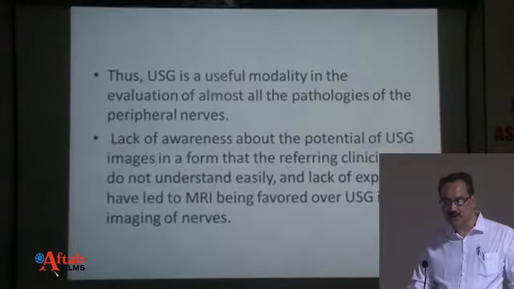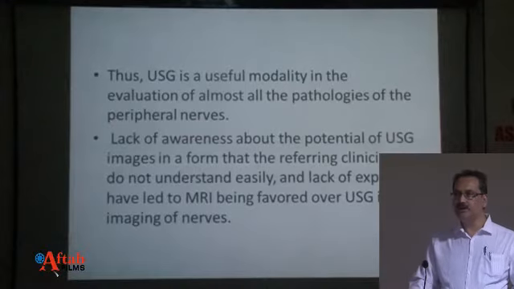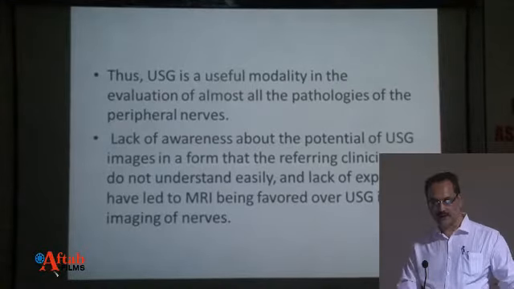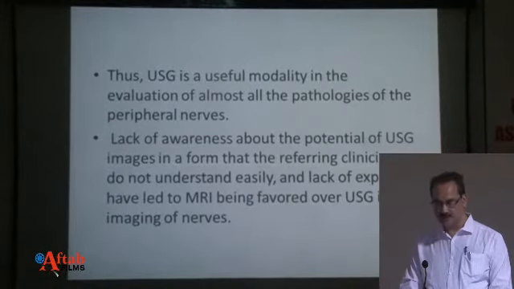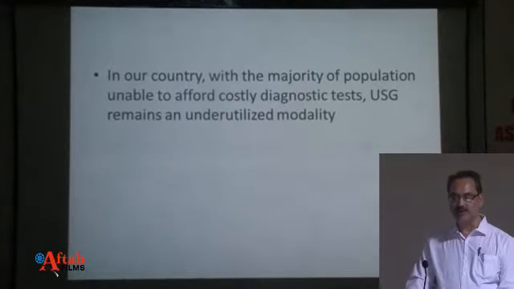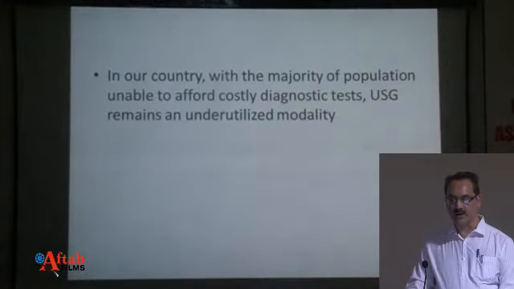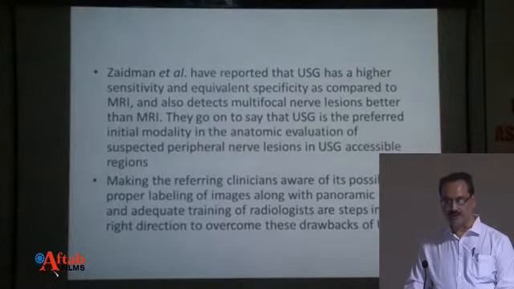Thus, ultrasound is a useful modality in the evaluation of almost all the peripheral nerve pathologies. The lack of awareness about the potential of ultrasound, in that referring clinicians do not understand it easily, and the lack of expertise have led to MRI being favored over ultrasound. But in coming days, this will definitely be overcome by newer radiologists who are taking more interest in musculoskeletal ultrasound. Definitely that will improve the scenario. So in our country, with the majority of the population unable to afford costly diagnostic tests like MRI, ultrasound should be the first modality, but still it is an underutilized modality.